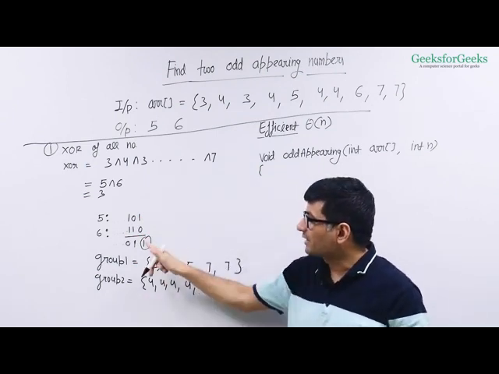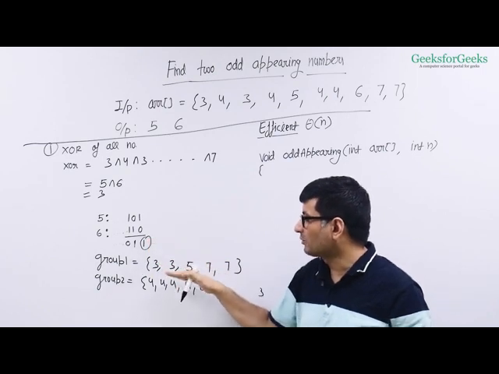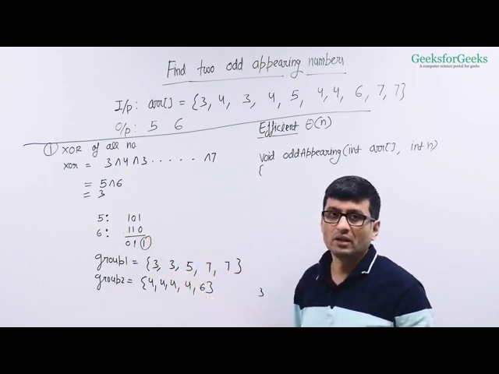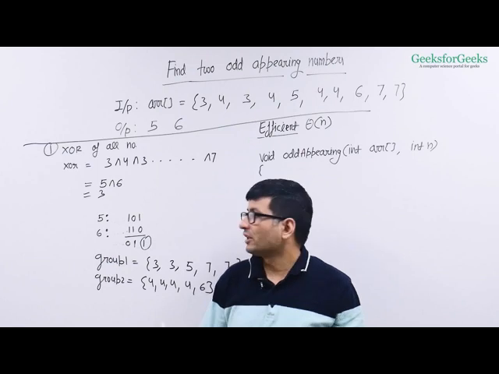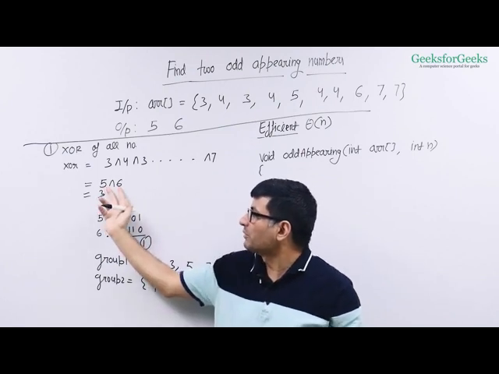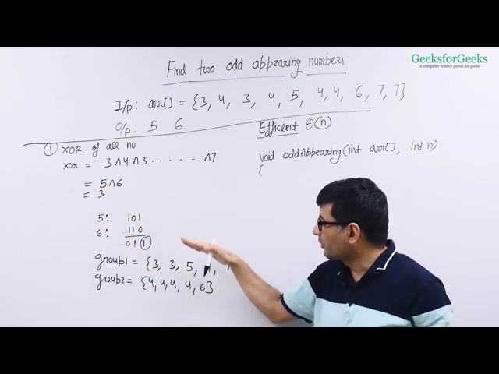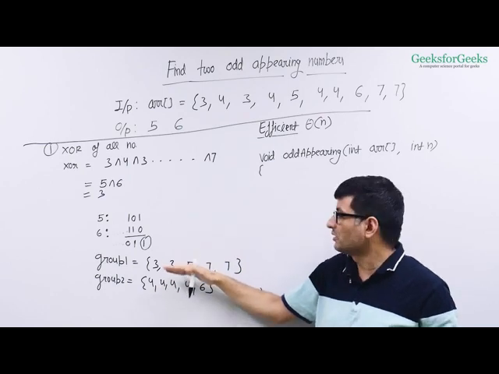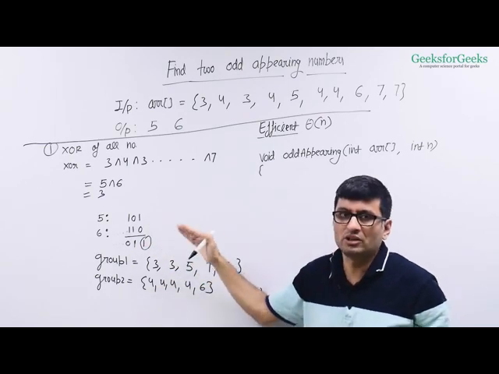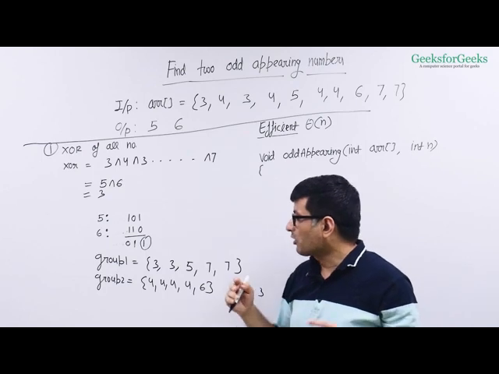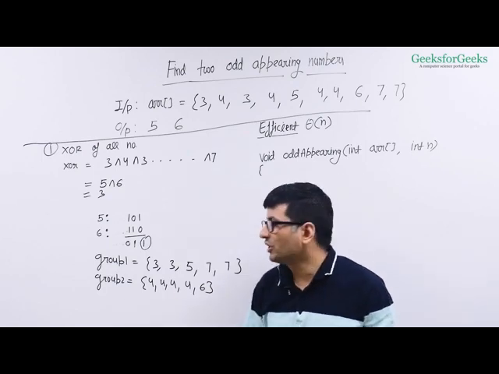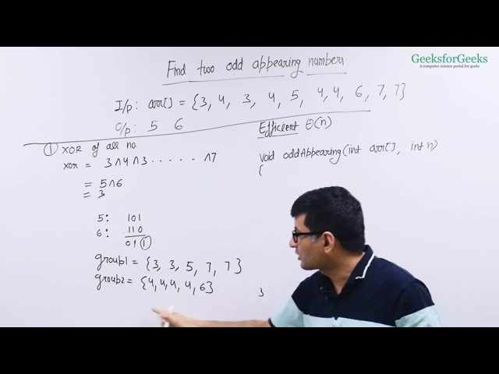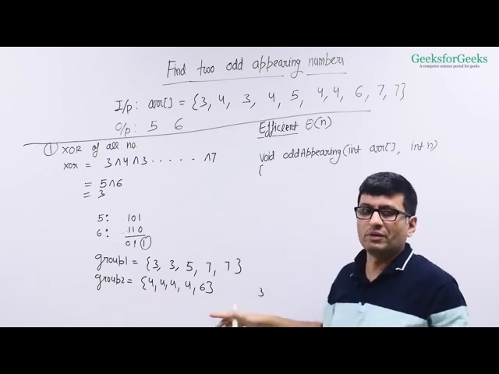One group has the last bit as 1 and one group has the last bit as 0. So one thing is for sure: out of these two numbers, one number will go in this group and one number will go in the other group, because this last bit must be different in these two numbers. Now to find these two numbers, we do XOR of all the numbers in group 1 and XOR of all the numbers in group 2, and we get the result.